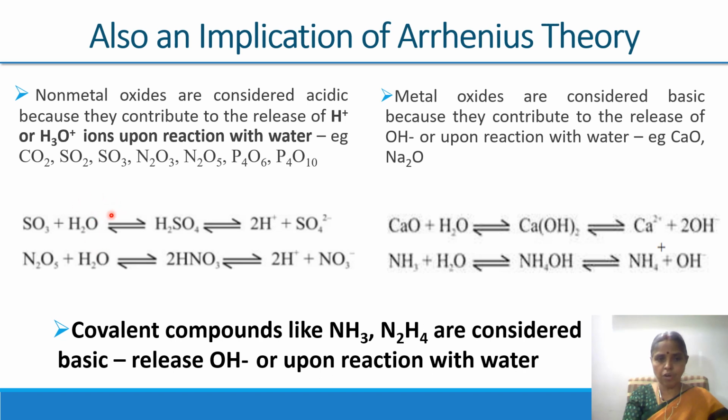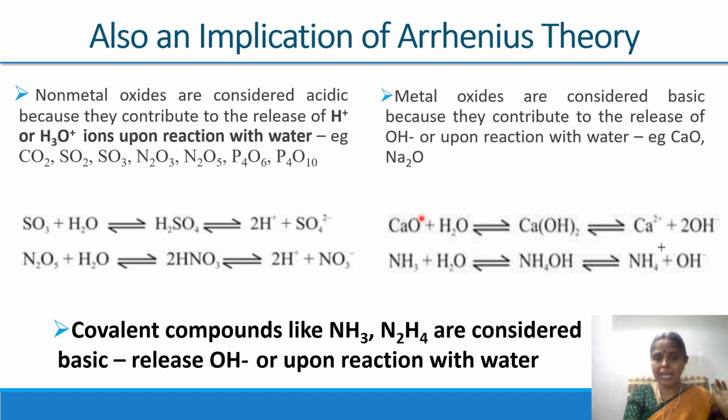SO3 plus H2O, H2O is the solvent, no? Because H2O is the solvent, you are getting the solvent cation 2H plus. You can see here H plus is the solvent cation, so SO3 is an acidic oxide. You can see here N2O5 is also producing H plus ions, so it is an acidic oxide. Directly Arrhenius could not explain the acidic nature of SO3 and N2O5, but if you combine both, you can explain the acidic behavior of SO3 and N2O5.